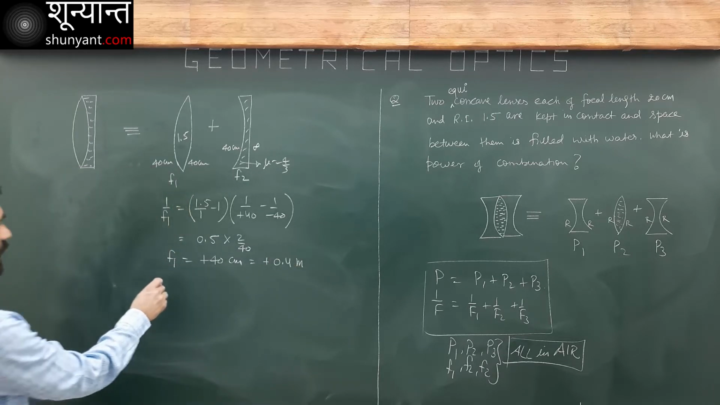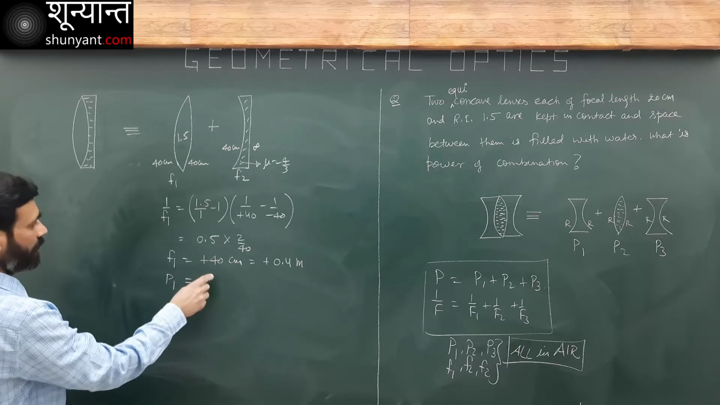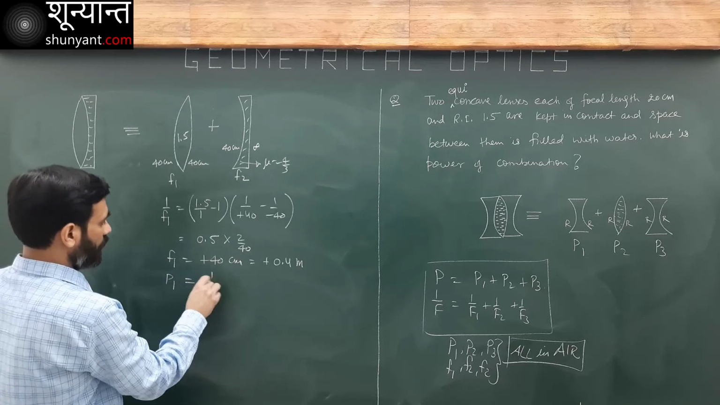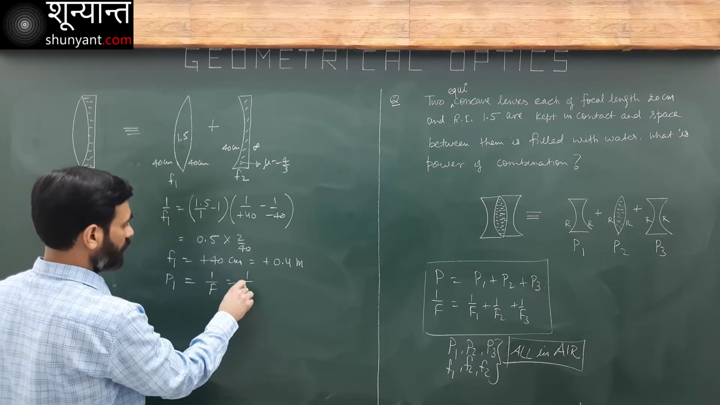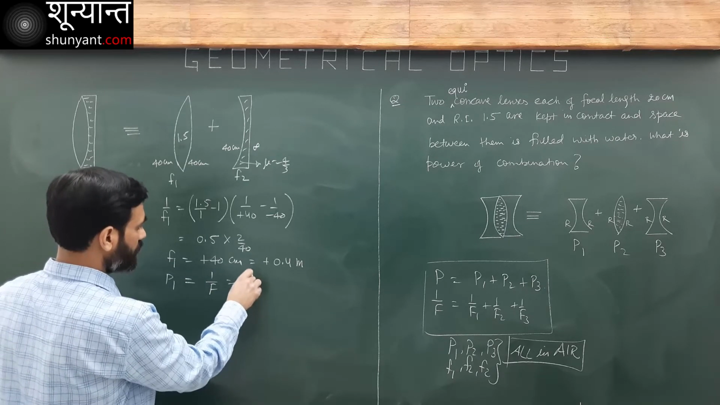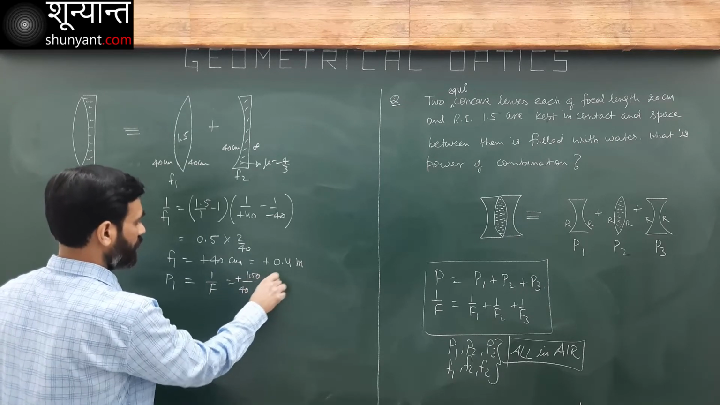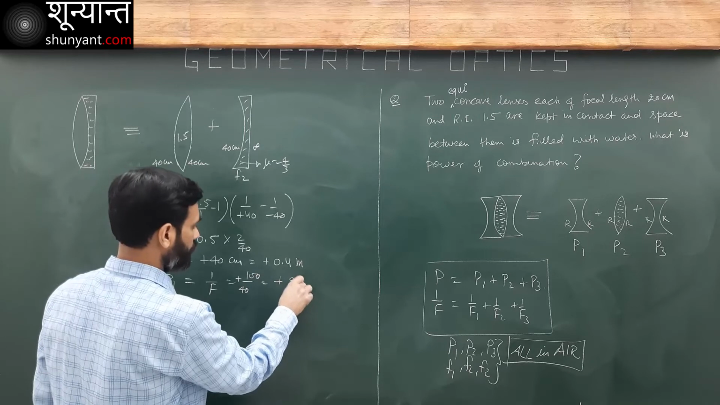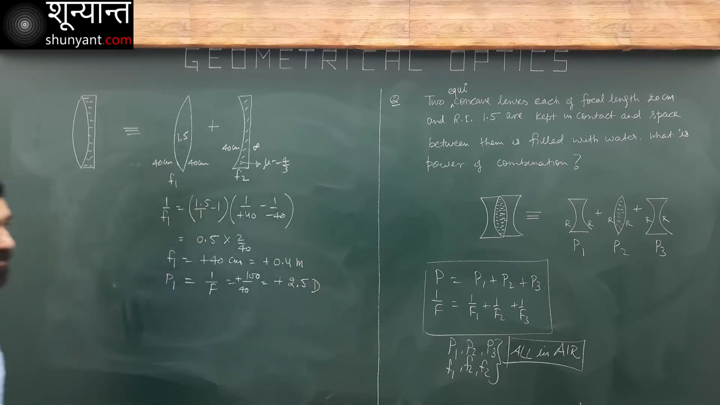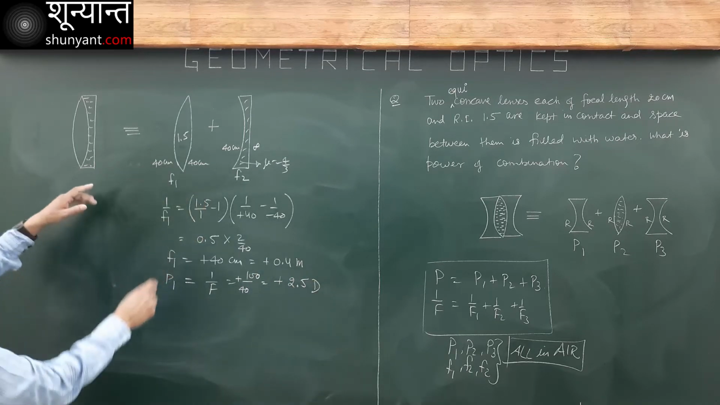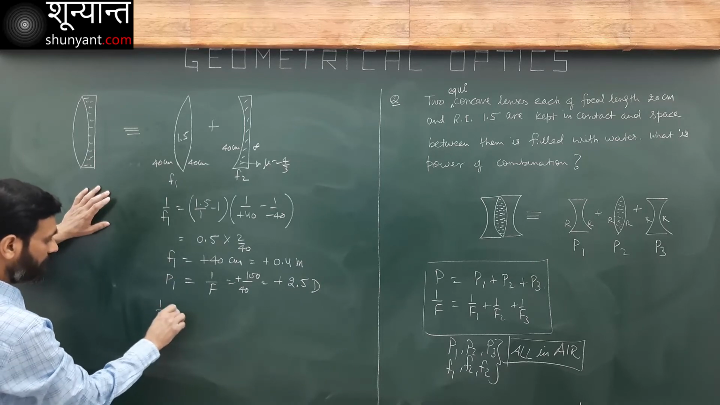Okay. What will be the power P1? It will be equal to 1 over f. So 1 over 40, and 100 goes up. It becomes plus 2.5 diopter. Now what about f2, the second lens?